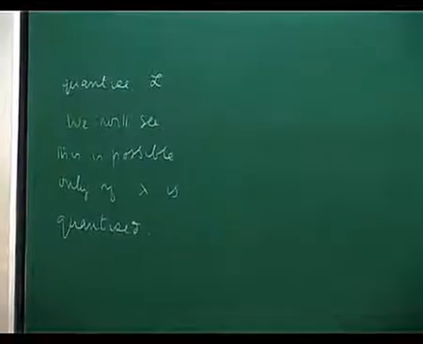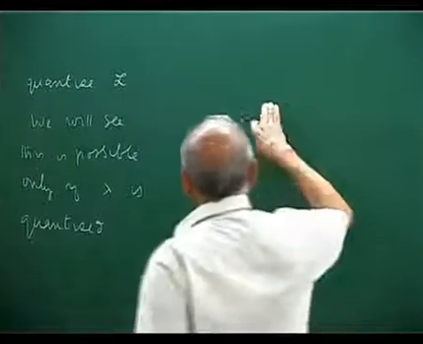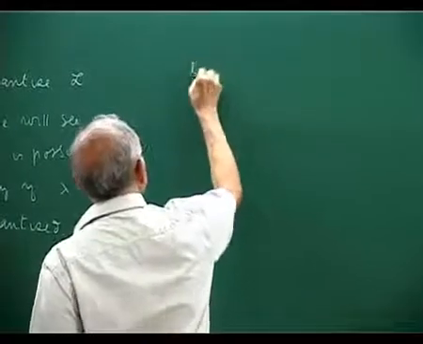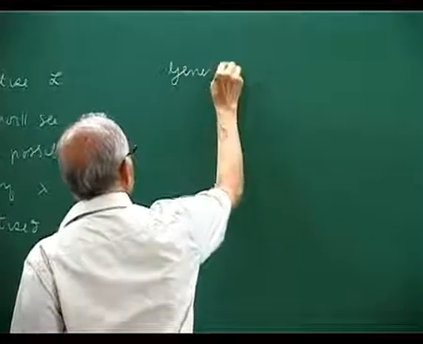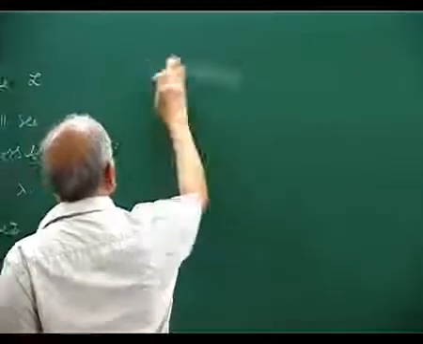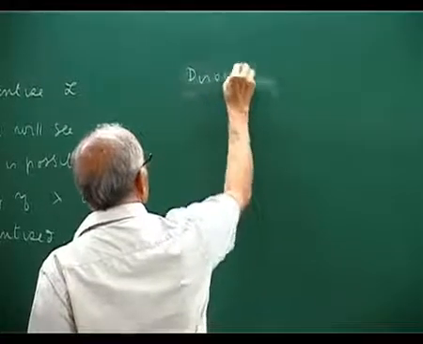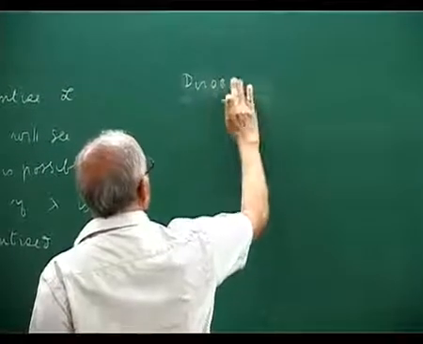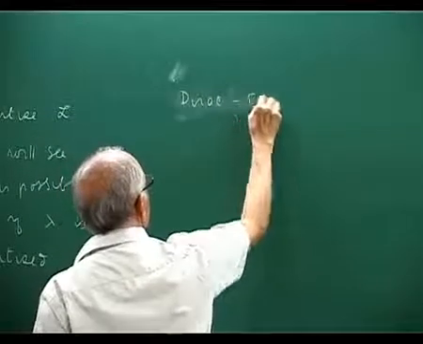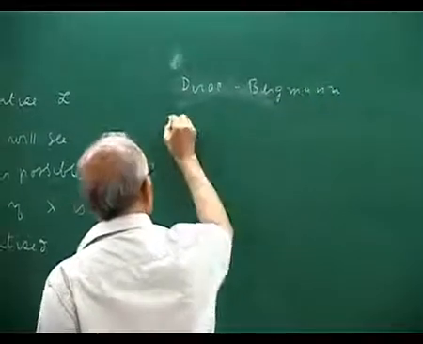Now how do I do it? For this purpose we have to go back to some generalities. So I want to start with Dirac's, I should say probably Dirac-Bergmann, theory of constraints.